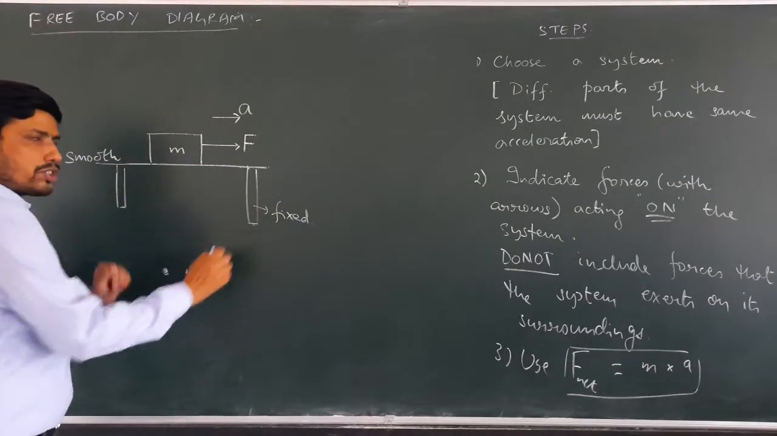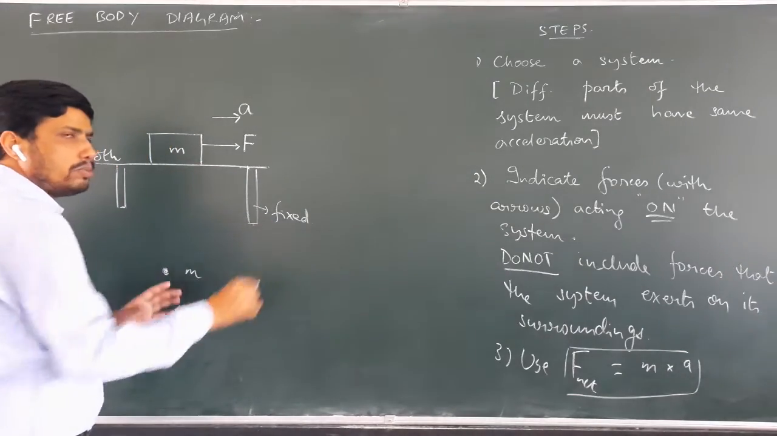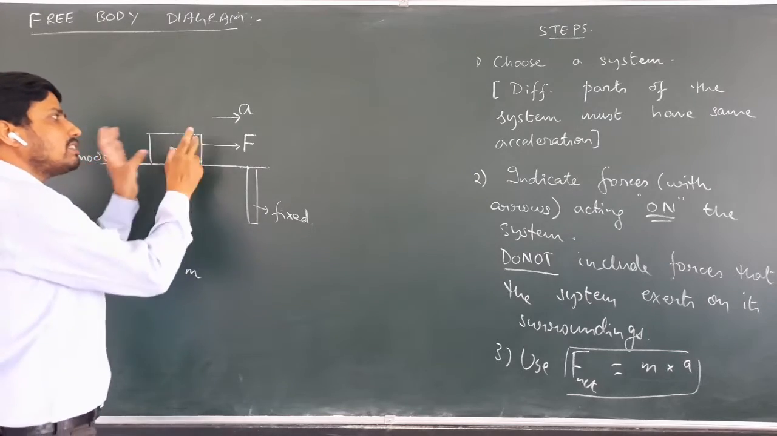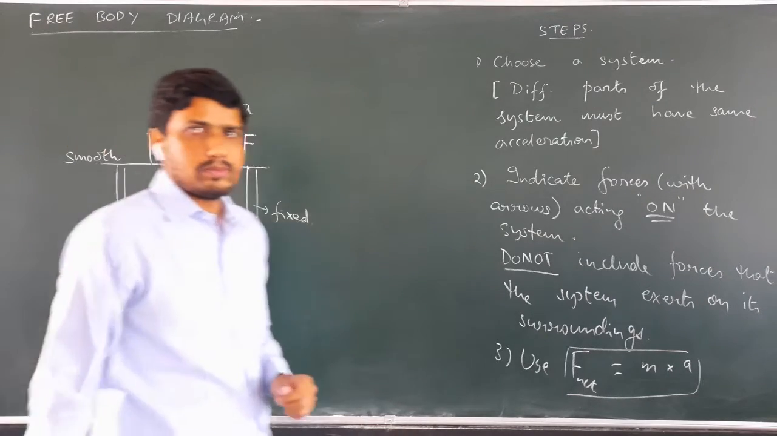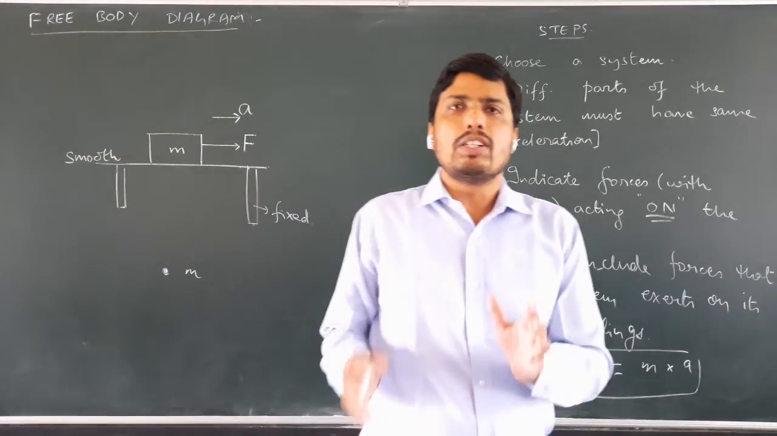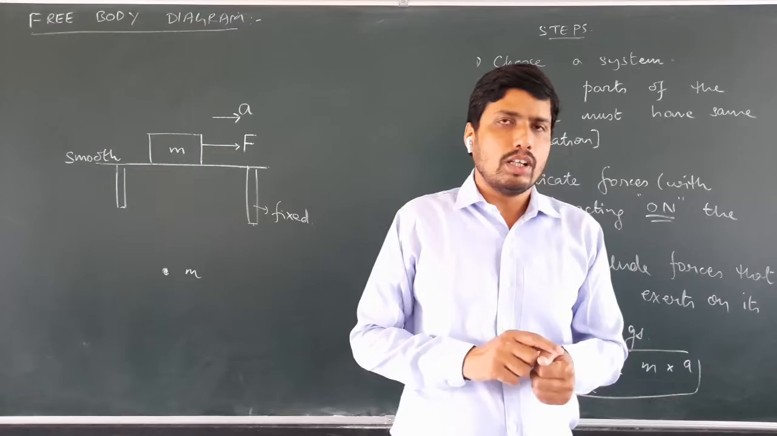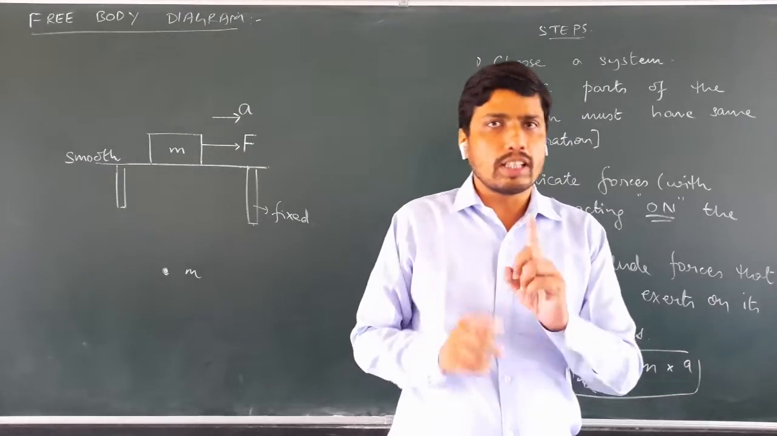This table is fixed. Fixed means its acceleration will be zero, speed will be zero. So I should not take table plus mass as a system, because the table has a different acceleration and the block has a different acceleration. So we should not take table plus block as a system.